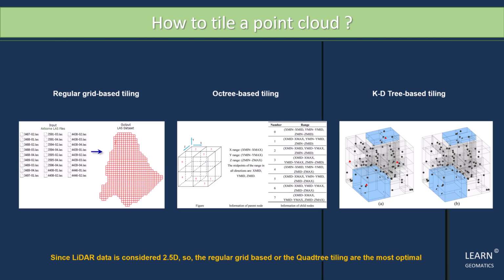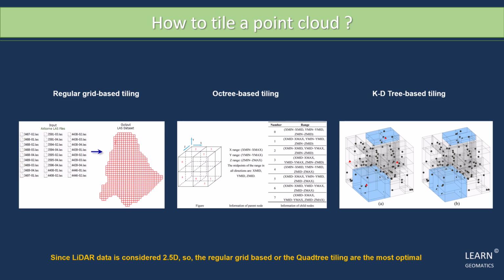There are several techniques used for 3D point cloud tiling. The first technique is regular grid-based tiling, where the point cloud is divided into a regular grid of tiles. The second technique is octree-based tiling, which uses a hierarchical structure of octree nodes to divide the point cloud. The third technique is KD tree-based tiling, which uses a KD tree to divide the point cloud into tiles.